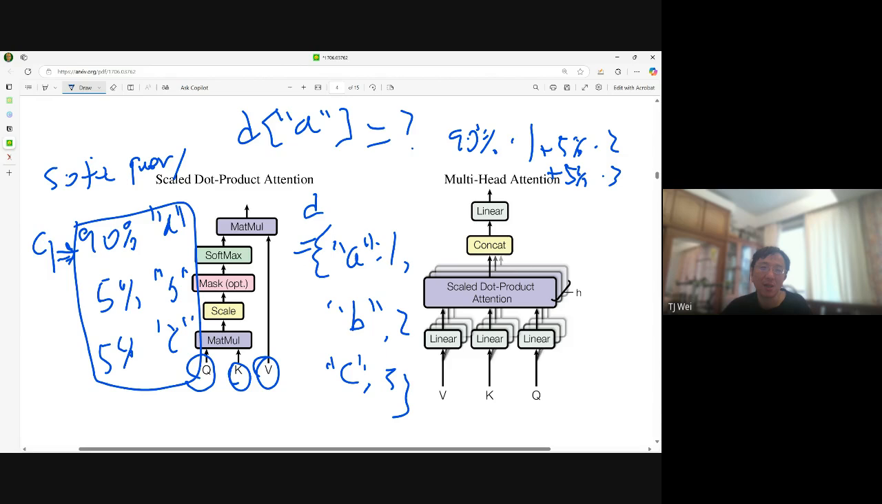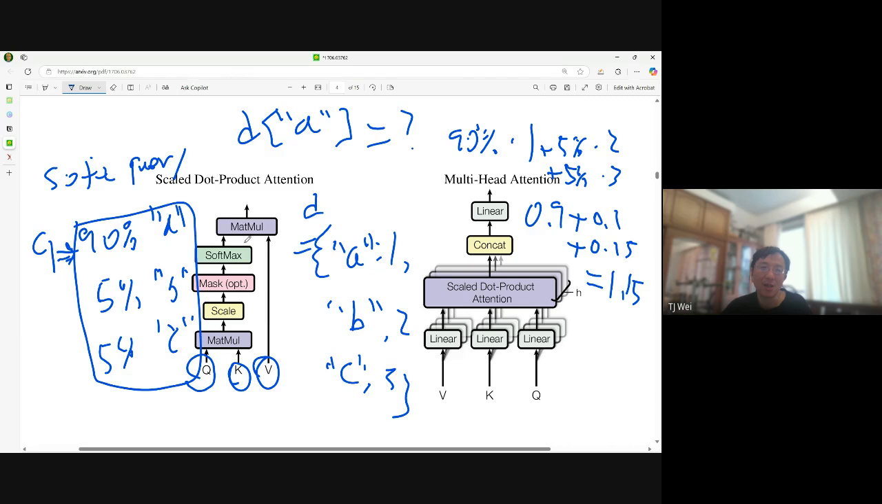So it would be something like 0.9 plus 0.1 plus 0.15. So in the end, it's going to be like 1.15. It's going to be something like this one. So that's all. So that's what the attention does. A single head attention does.